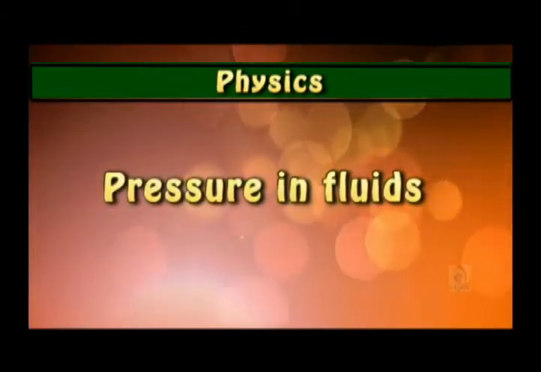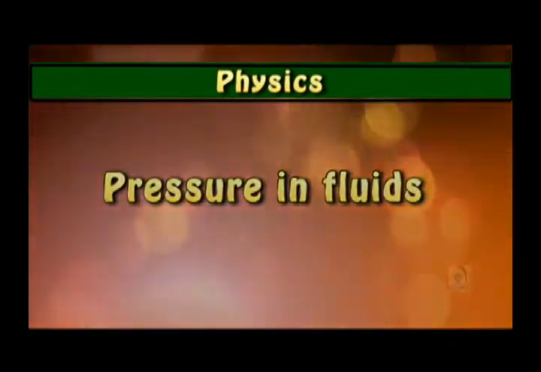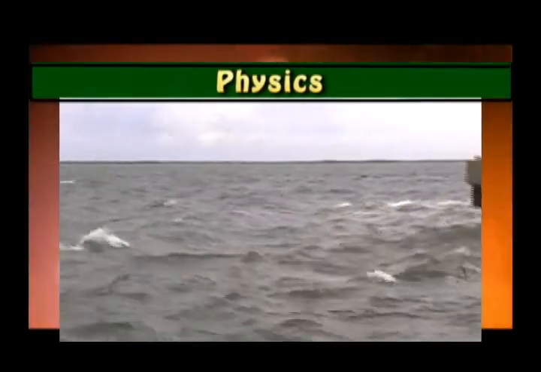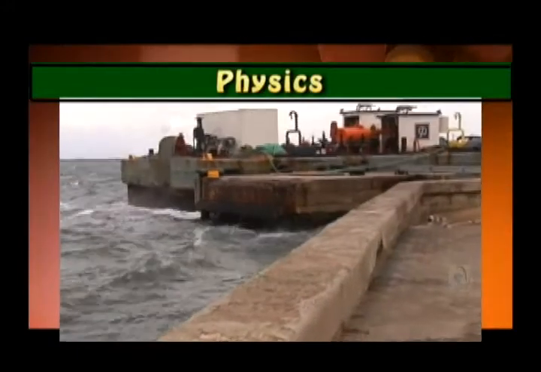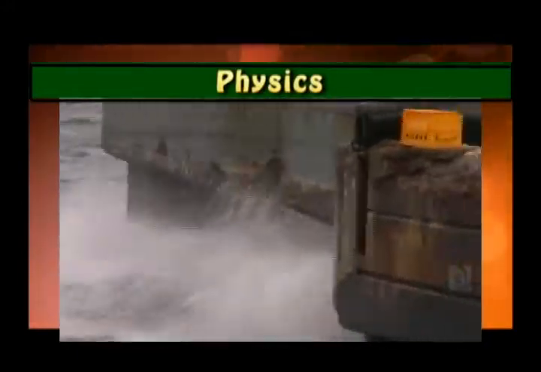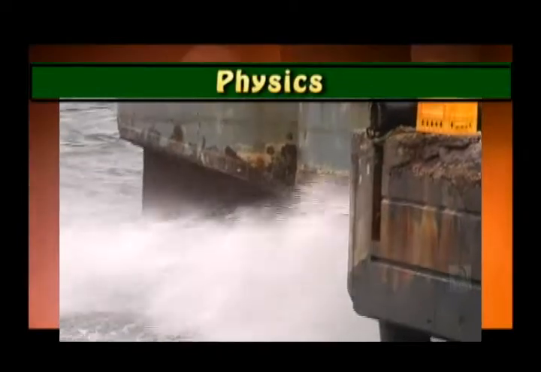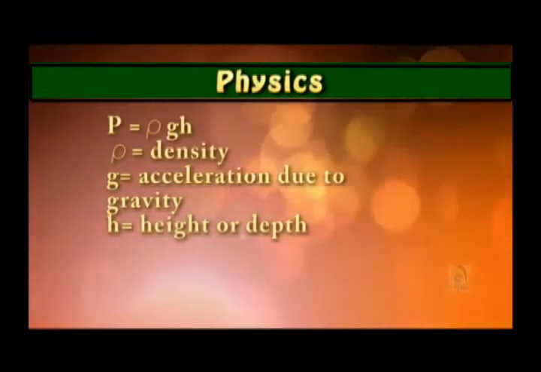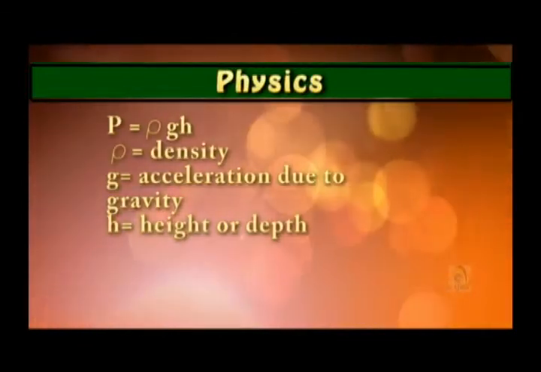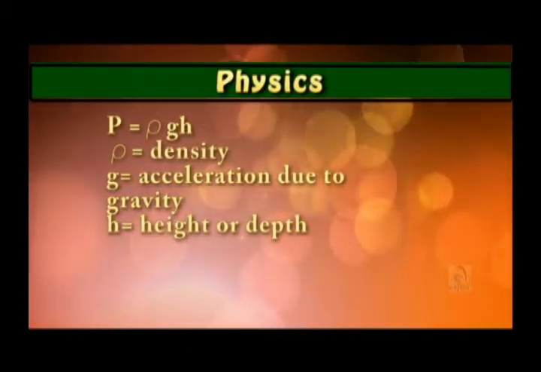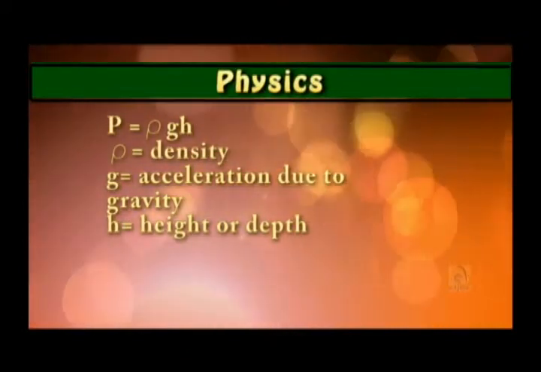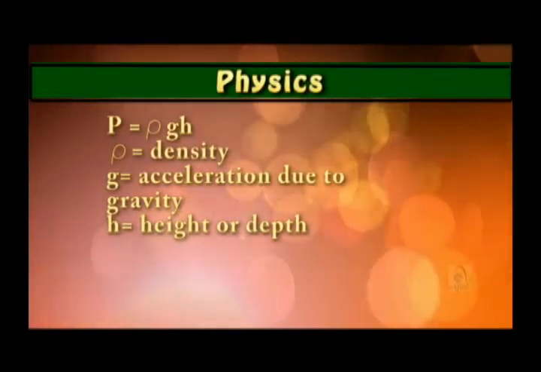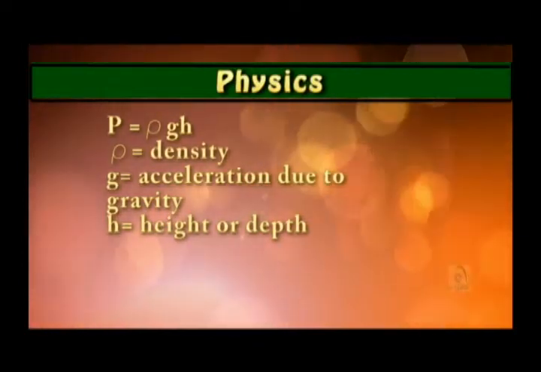Pressure in fluids. Fluids are substances like liquids and gases, which are capable of flowing. Pressure due to fluids is given by density times acceleration due to gravity times the depth or height of the fluid. So, P equals rho g h, where rho equals density, g equals acceleration due to gravity, and h equals height or depth. The unit is the Pascal, or Pa.